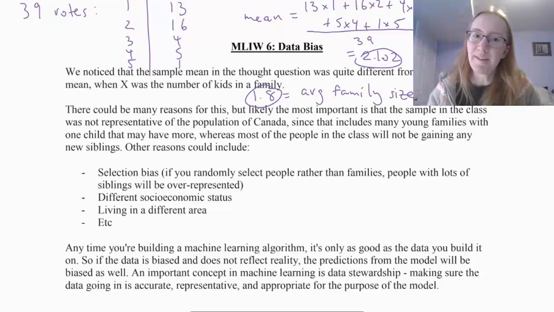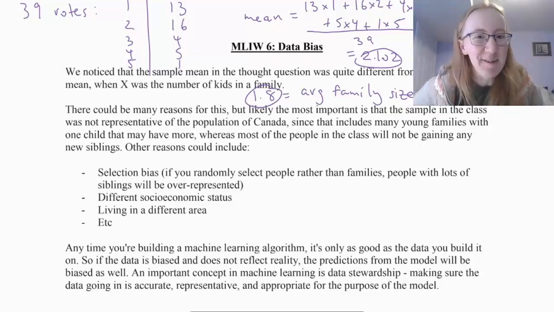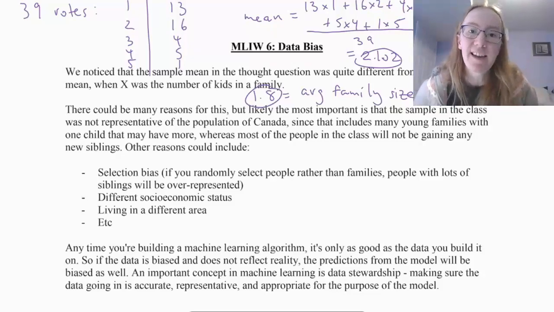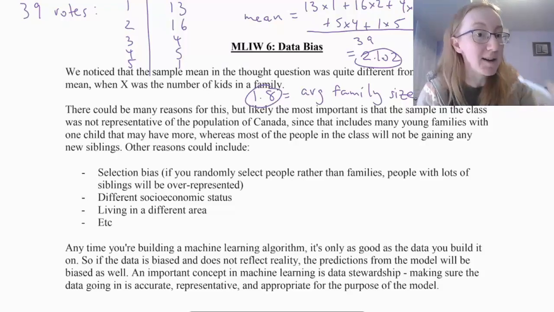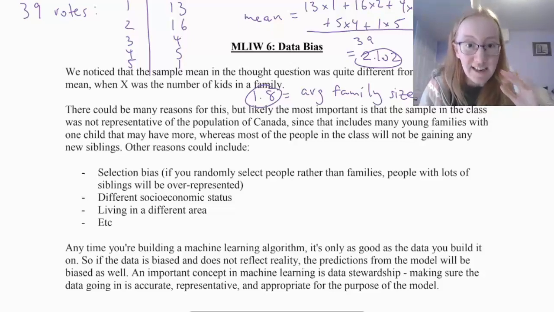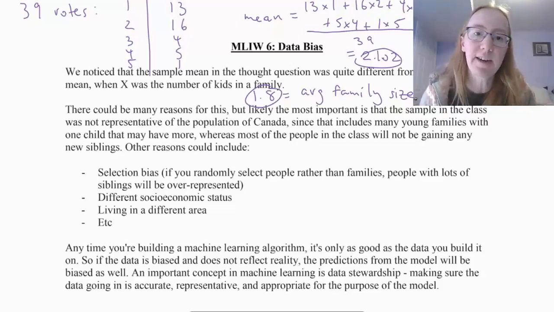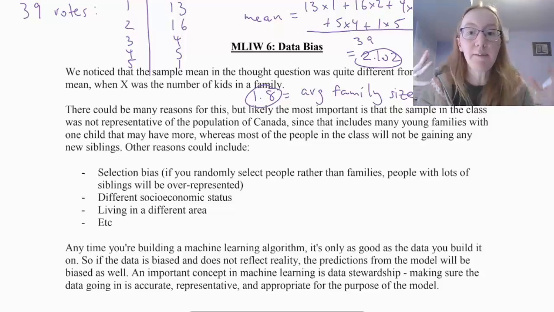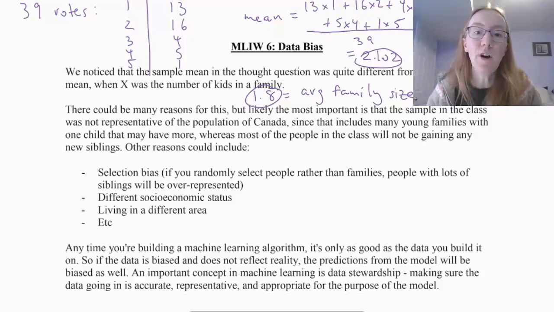So I think at that point, I have enough sample data that we are seeing a systematic difference in the average family size among the Stat 230 students that I've asked this question of compared to the census data from the entire country. And there could be, again, tons of different reasons, but probably the most significant reason is that the sample that we take in class is not a representative sample of the population of Canada.